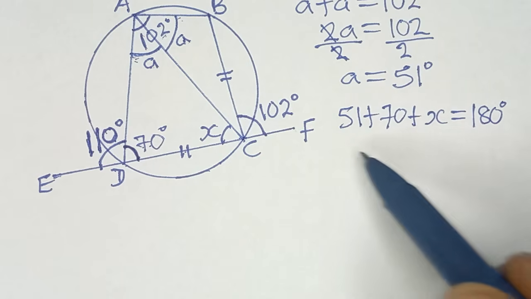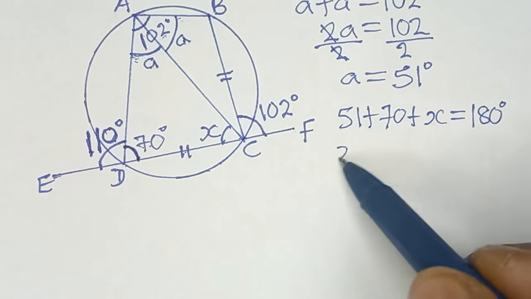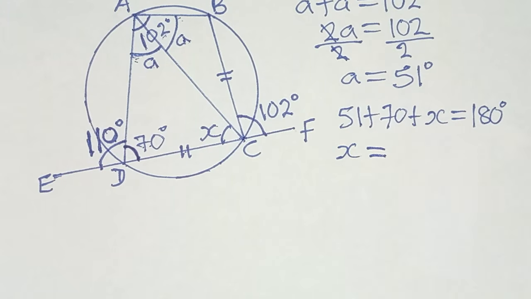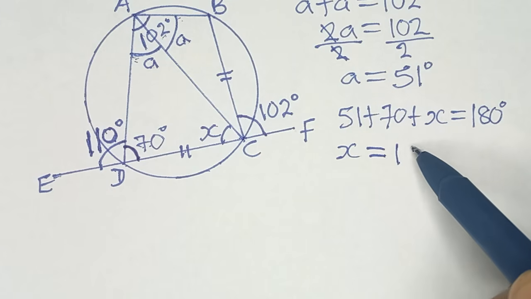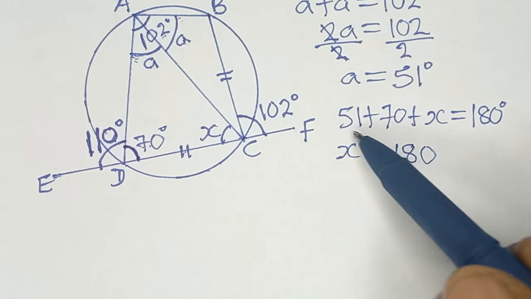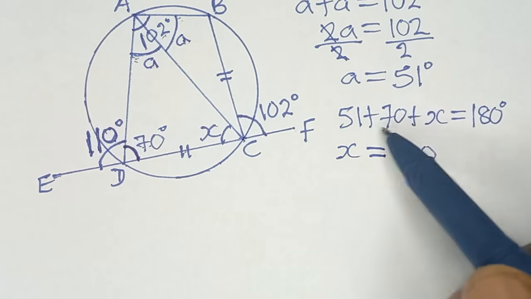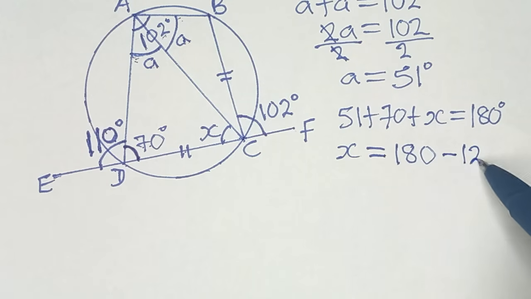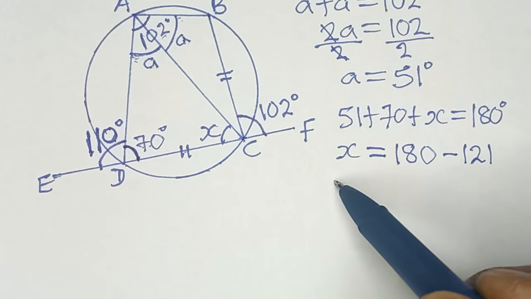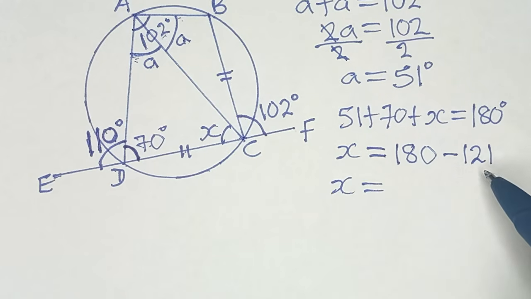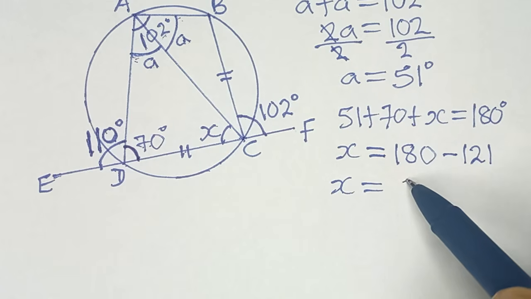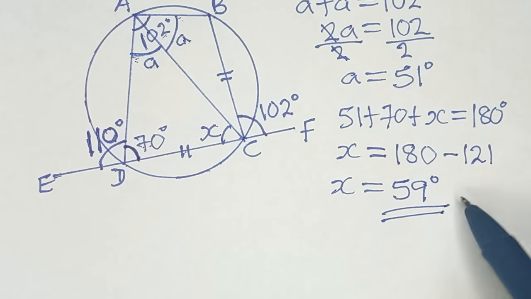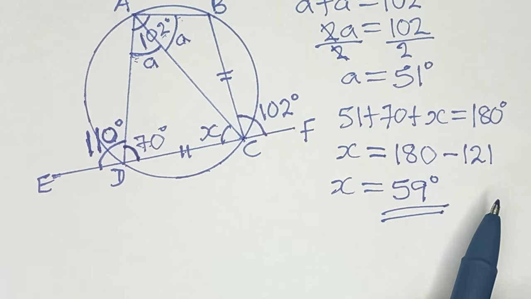So 51 plus 70, let me write the x first now. 51 plus 70 is 121. So this 180 is already on this side. So this 121, if it comes to this side, becomes minus 121. So that will give me the value of x as 180 minus 121, which gives me 59. So angle x is equal to 59 degrees, and that's the final answer.